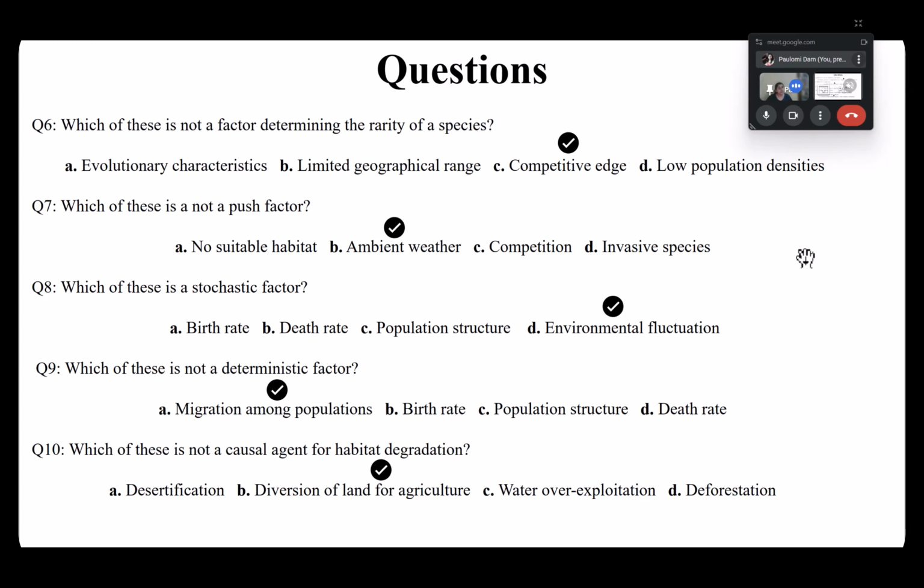But when you convert a land for agriculture, you are increasing the productivity of the land. So you're not degrading the quality. But it has other associated problems that we will see in the next lecture. For this question, the answer is the diversion of land for agriculture does not cause habitat degradation. Right. So that brings us to an end of the first lecture of this week.